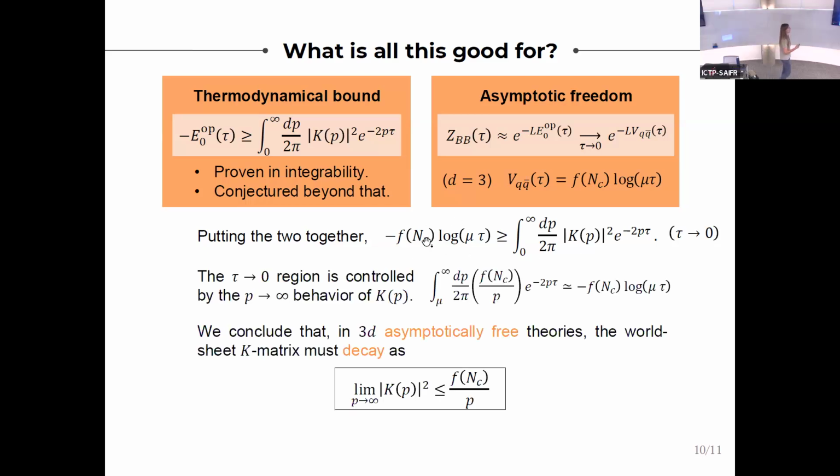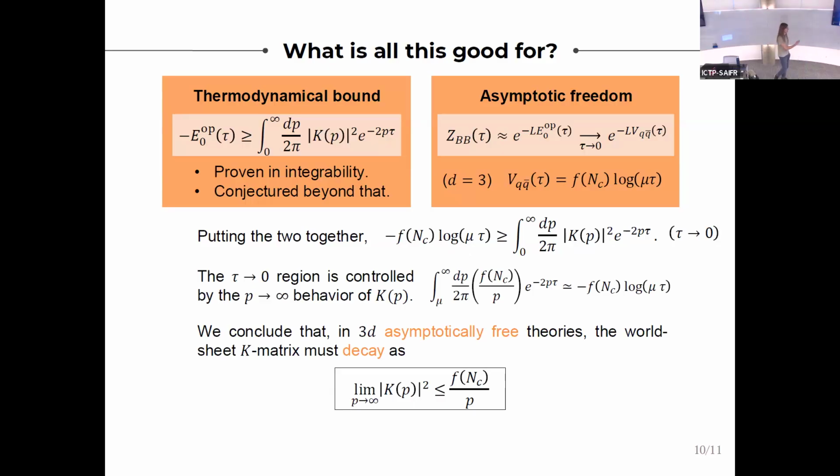So now you can just go through the algebra, and as she was mentioning before, this is controlled by the high energy, so the large P behavior of K in this integral, and we reach this conclusion that in d equals 3 in asymptotically free theories, as a consequence of this bound, which is true in integrability and conjectured beyond that, the K matrix has to decay as 1 over P with a fixed coefficient. Okay, so this is a direct consequence of asymptotic freedom on an observable of the flux tube.